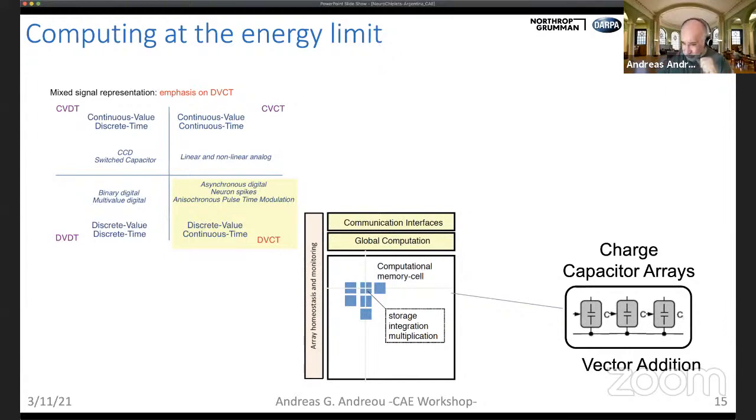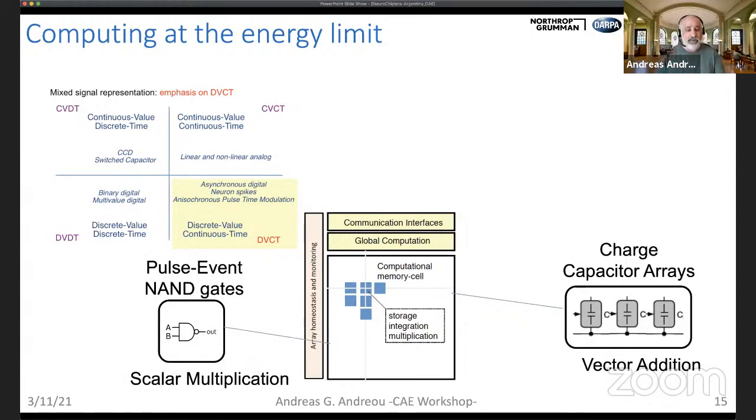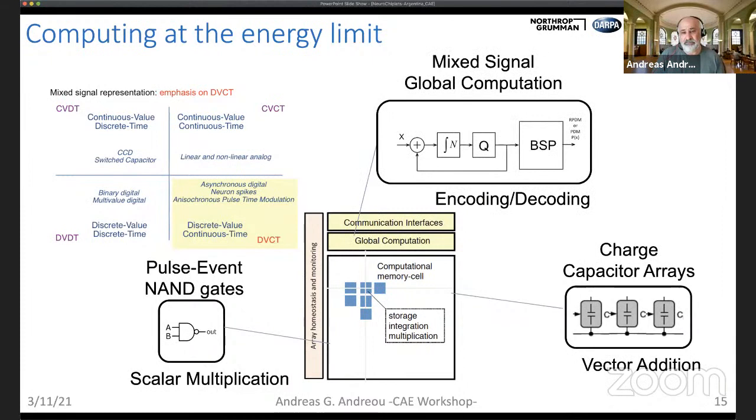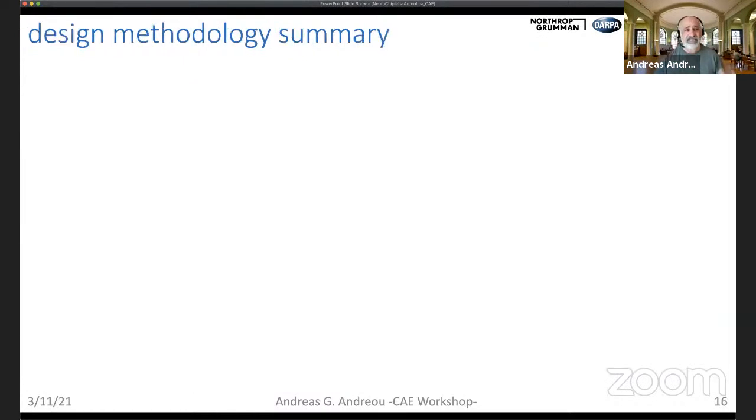use charge and capacitor arrays, and we can connect the capacitors together to do a vector addition, and we can use a very simple AND gate to do a scalar multiplication if we have events in time. And we can encode and decode that using mixed signal representations, and the cost for all the computations that we do in the arrays is amortized in this mixed signal computation. And that is how we get the efficiency.